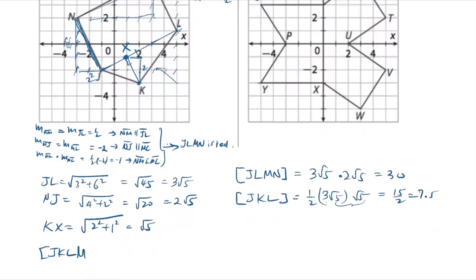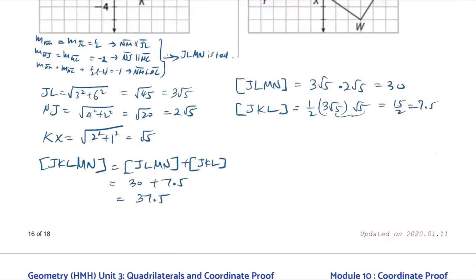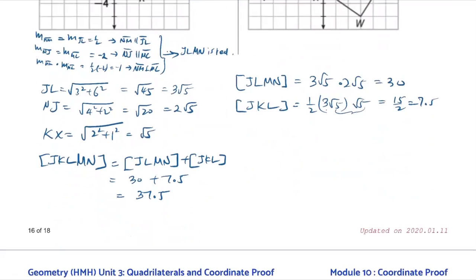MN, right? The pentagon is the sum of these two values, rectangle JLMN and triangle JKLN, and that is equal to 30 plus 7.5, which is equal to 37.5. Okay, guys? All right, so this was kind of big.